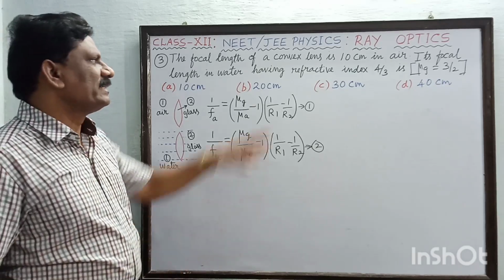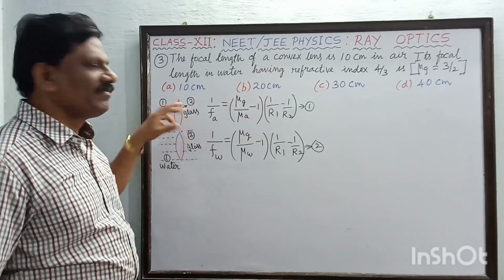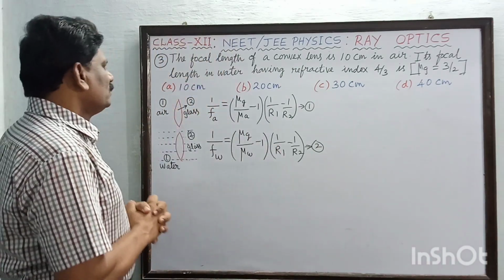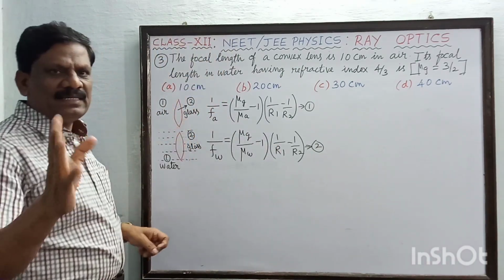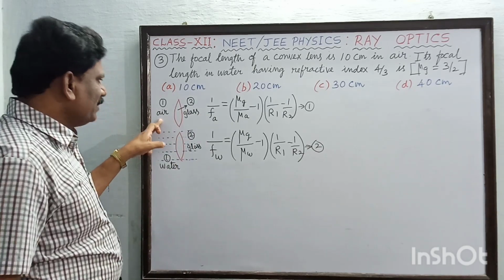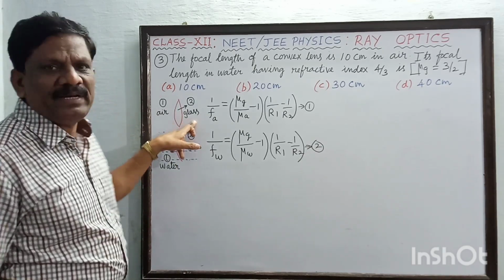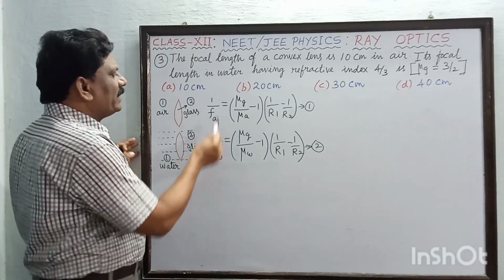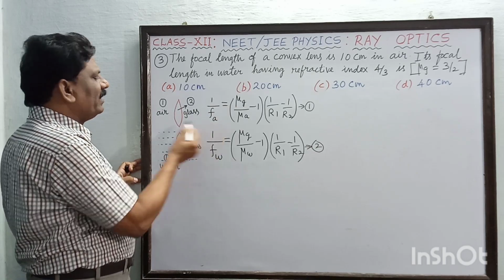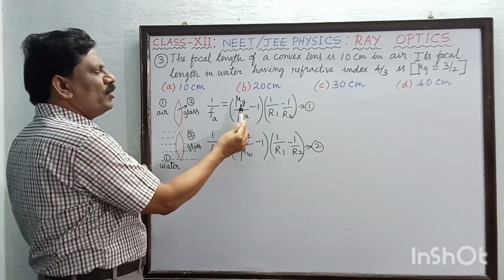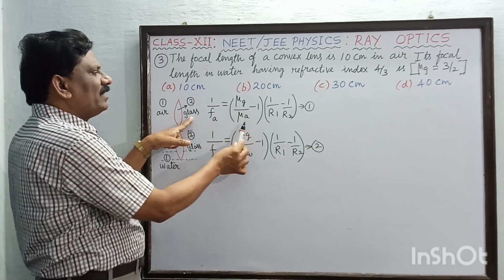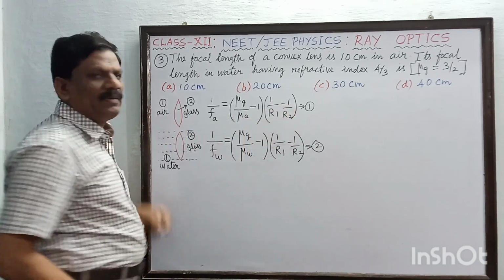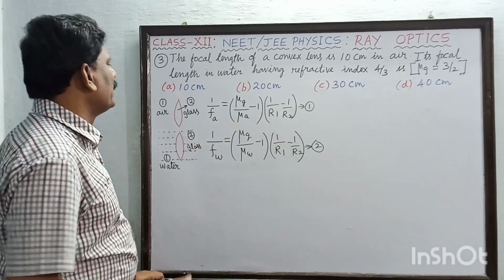Only one difference: here the radii of curvature of the two surfaces of the lens are not given. Now when the glass lens is kept in air, the first medium is air and the second medium is glass. So I will write the lens maker's formula. 1/f in air is equal to (mu of the second medium glass divided by mu of the first medium air minus 1) into (1/r1 minus 1/r2). So this is equation 1.